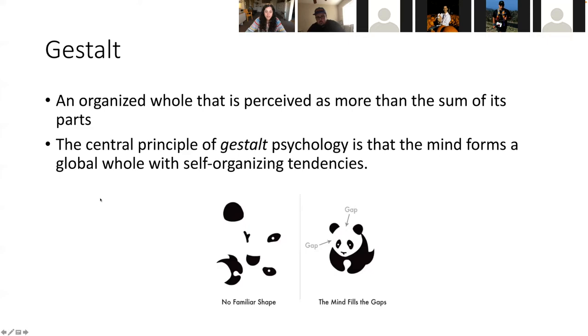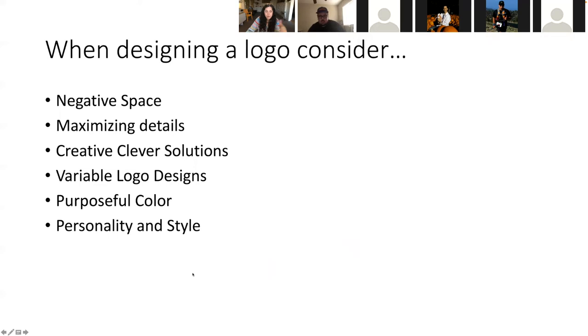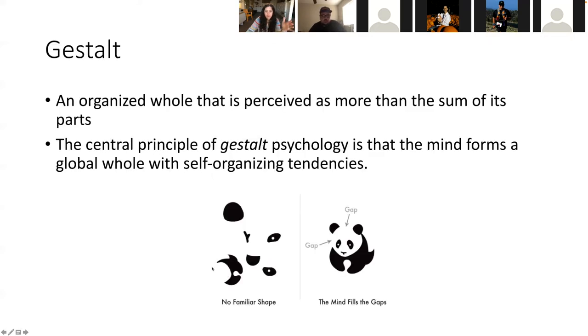And you can see here, this is no familiar shape. When you see this panda, oops, let me go back, broken down and pulled apart, we can no longer recognize this as anything that our eye knows. But when you put these together, they're the same exact shapes and our mind fills in the negative space in those gaps and we see the panda. So remember this as you're designing your logos.